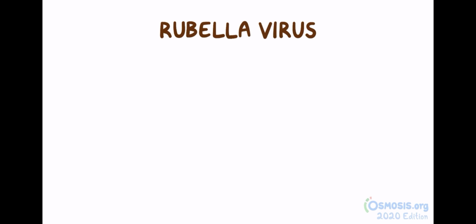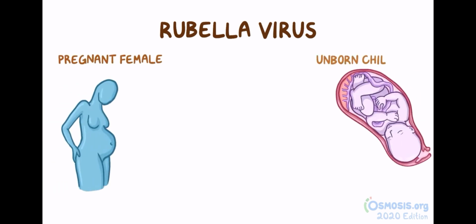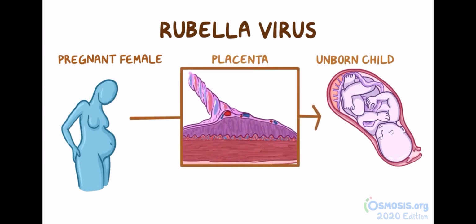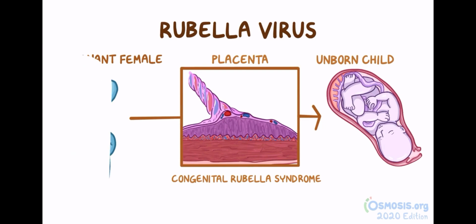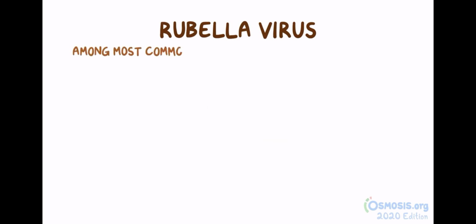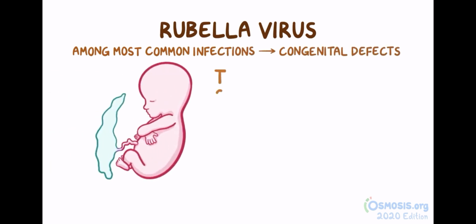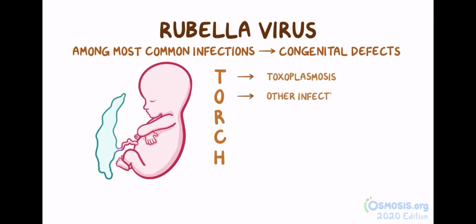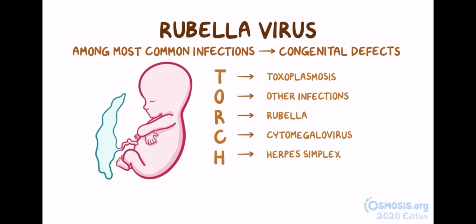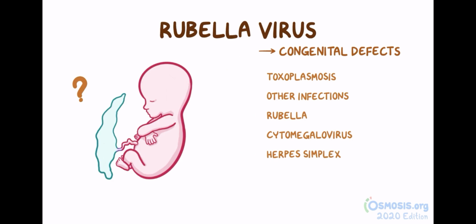Another way that rubella can spread is from a pregnant female to her unborn child through the placenta. This causes congenital rubella syndrome in the fetus. In fact, rubella is among the most common infections that cause congenital defects in fetuses, which are grouped under the acronym TORCH. T stands for toxoplasmosis, O for other infections, like syphilis, R for rubella, C for cytomegalovirus, and H for herpes simplex.